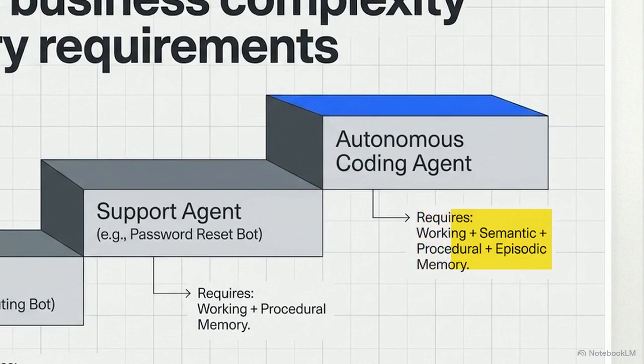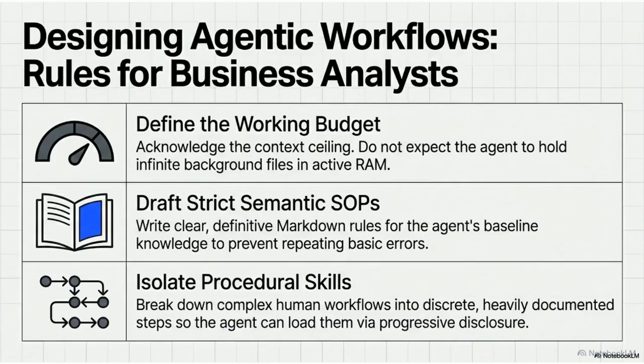This table provides three strict rules for designing workflows. 1. Respect the working token budget. 2. Draft definitive semantic rules to prevent repeating basic errors. And 3. Isolate procedural skills into discrete, heavily documented steps.